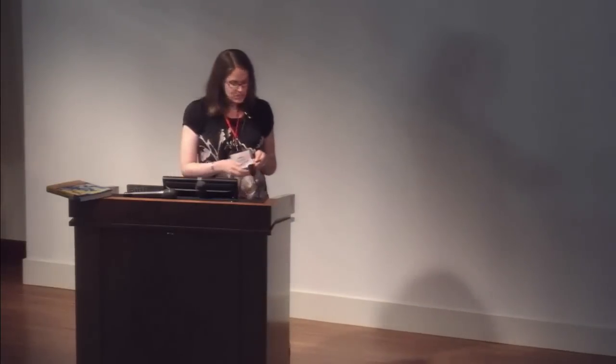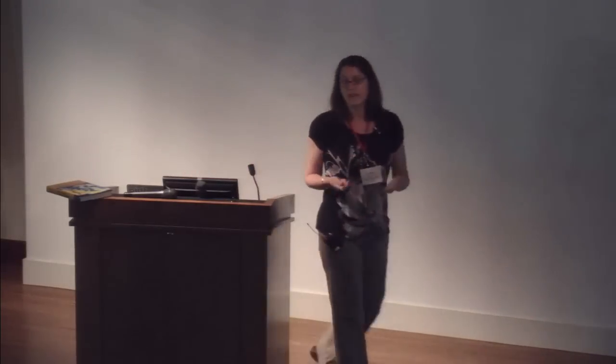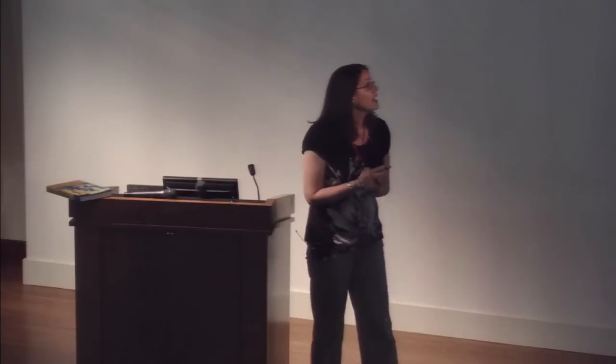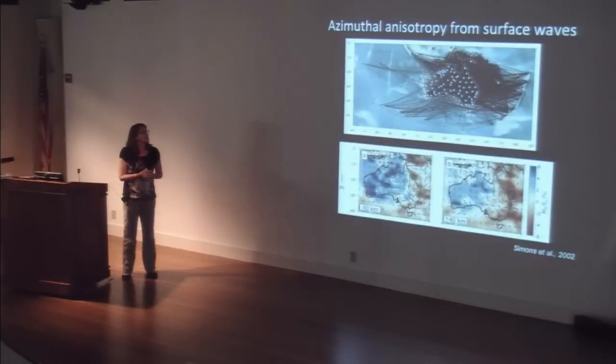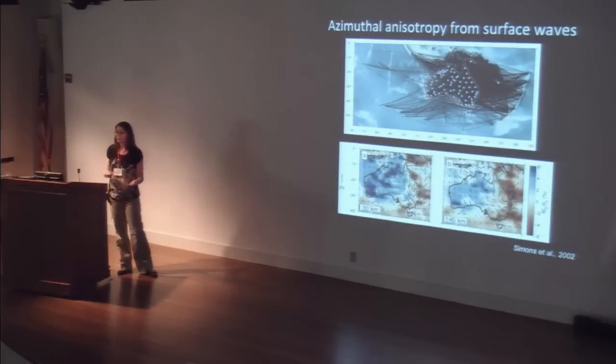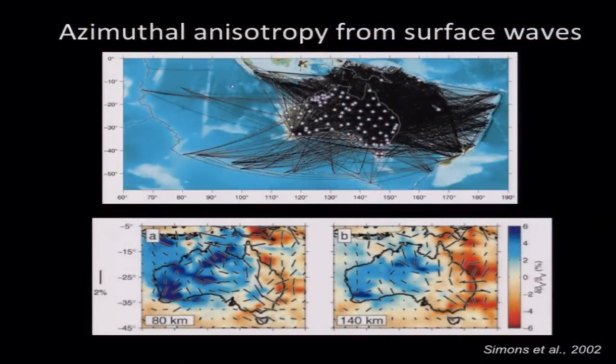Okay, so that's shear wave splitting. We can also get very good constraints on anisotropy from surface waves. I'll first show an example of a tomography inversion that solves for azimuthal anisotropy, so again, variations in wave speed in the horizontal plane.